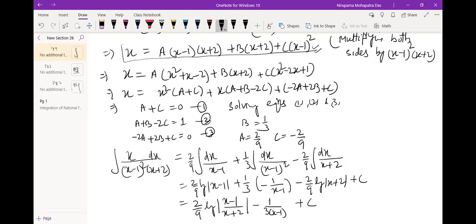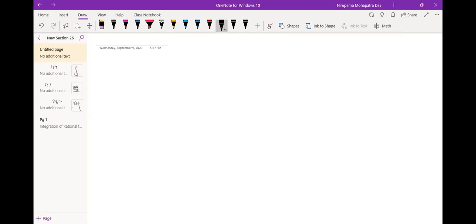Okay, so we can just try some more questions. Suppose, for example, these two types. So question number 5, this is another question you can take, not in type 2, just taking x square plus 1 divided by x square minus 5x plus 6.